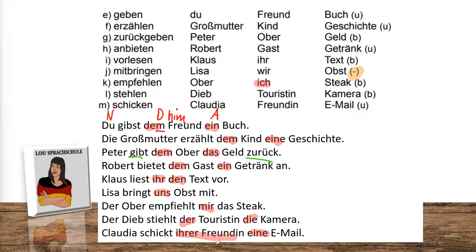Ihrer Freundin, possession, and in dative. In nominative, just so you know, I think you already know, it would be ihre Freundin. But in dative, we also have to change it, unfortunately. It is ihrer. This is how you do the exercise. And we also want to check out a little bit more in detail the position of the words.